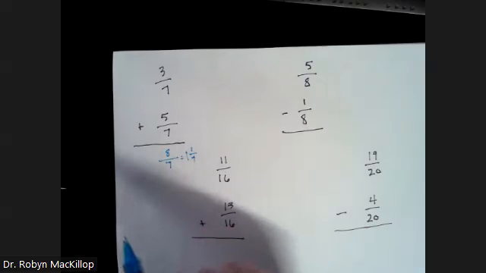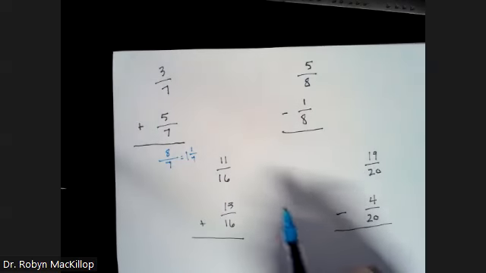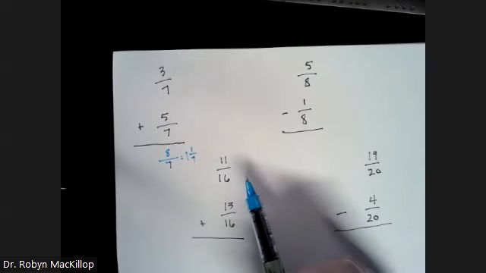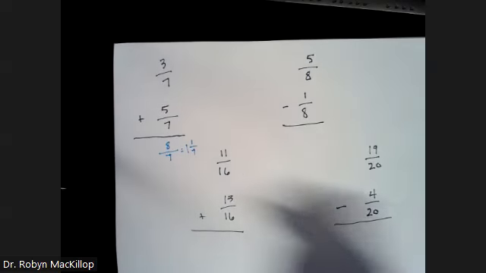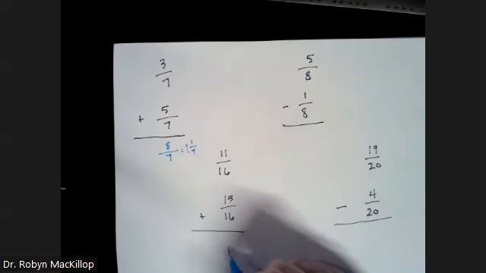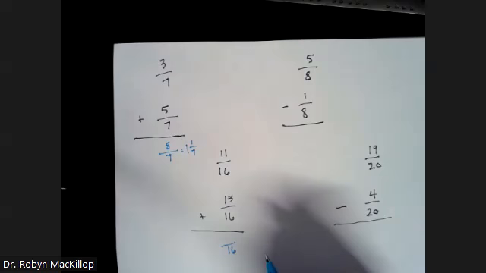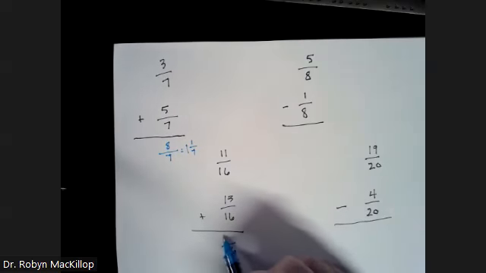All right, let's try this one. 11 over 16 plus 13 over 16. Our denominator stays the same. We don't have to do any alteration. And then 11 and 13 equals 24.